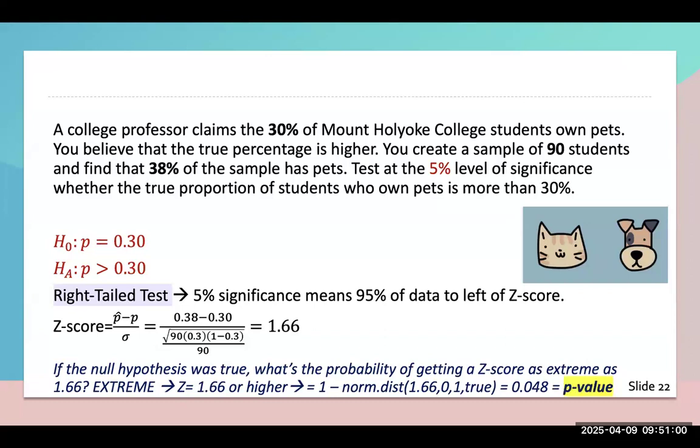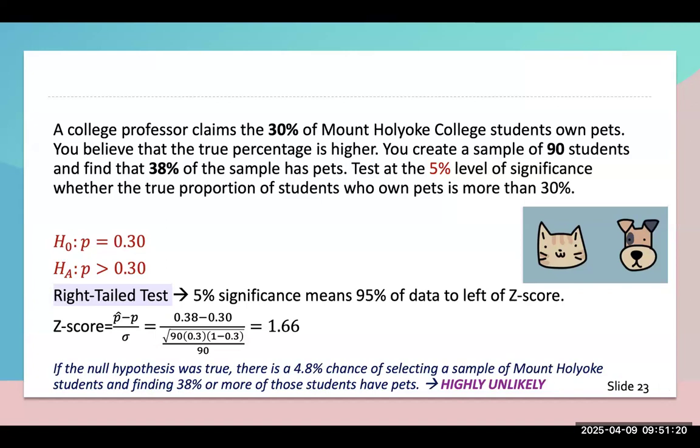This is known as the p-value. If the null hypothesis was true, there is a 4.8% chance of selecting a sample of Mount Holyoke students and finding 38% or more of those students have pets. This is highly unlikely. It's below the threshold of 5%. So if our p-value was actually bigger than 5%, that would mean we'd fail to reject. If our p-value is below 5%, then we reject the null hypothesis.